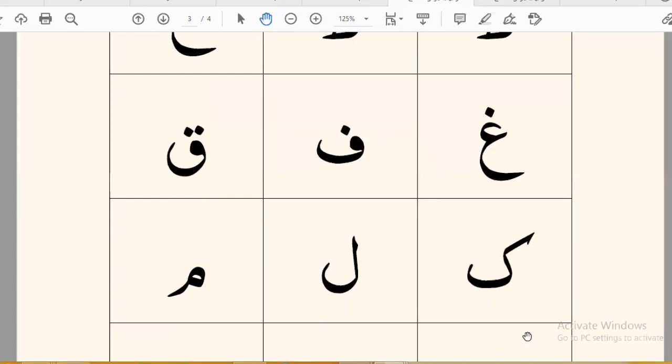Qaf. Good. Now this one is kaf. Kaf. Okay, now when you say this, try and make a smiling face. Okay, so put a smile on your face and then say this letter. Kaf. Yeah, excellent. Well done. That's a perfect sound. Brilliant.